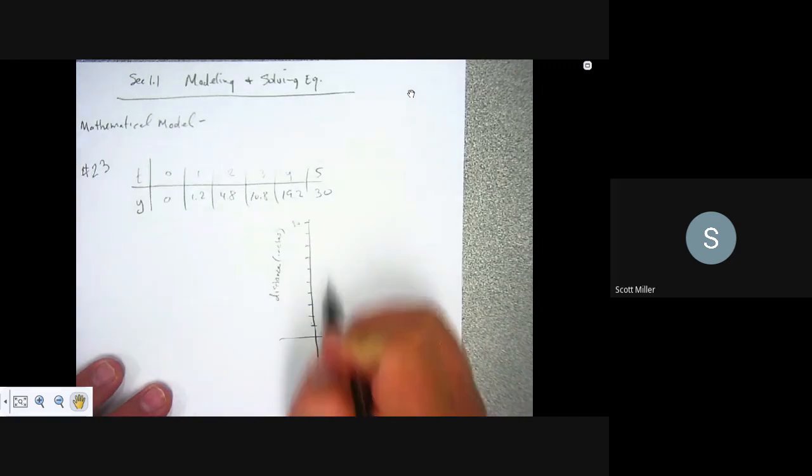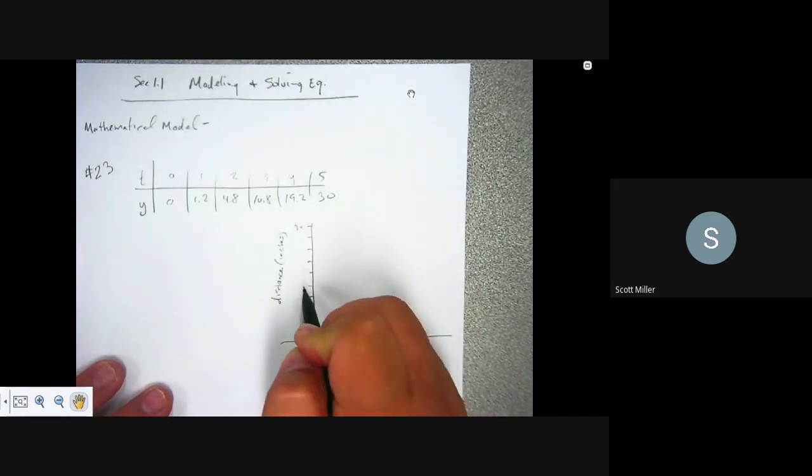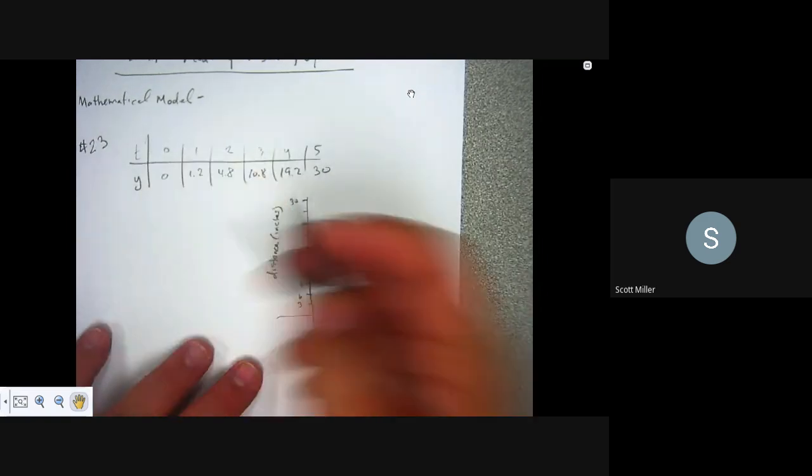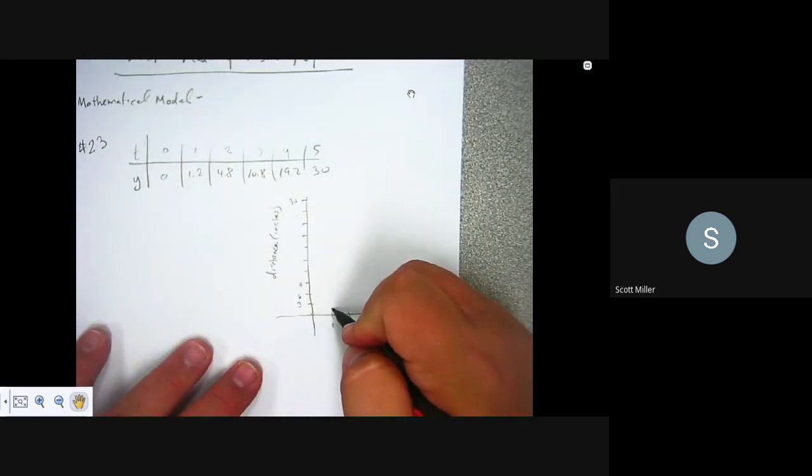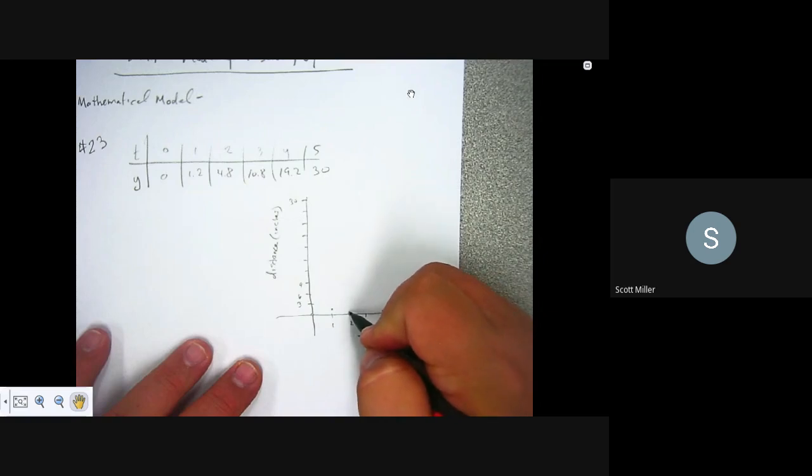So this is 30. This is 3, 6, 9, and so forth and so on. So in graphing this, we have a 0, 0. So you'll have a dot here. At 1, it's 1.2, which is about here, and 2 is 4 something, so about here.